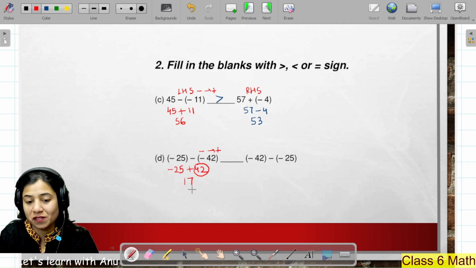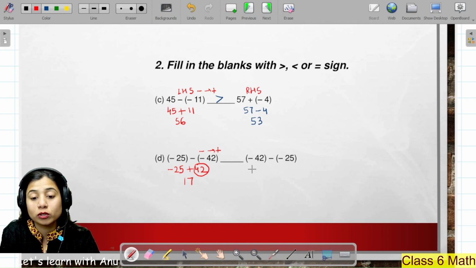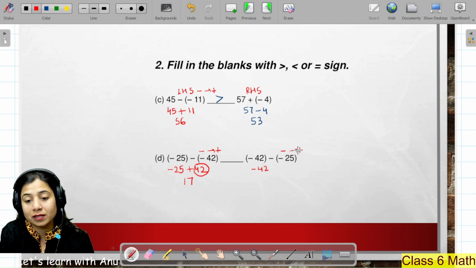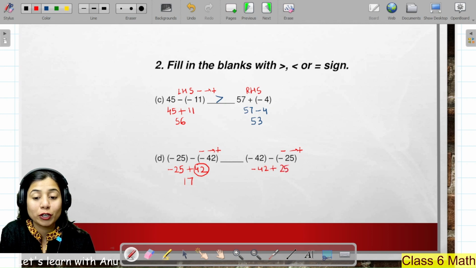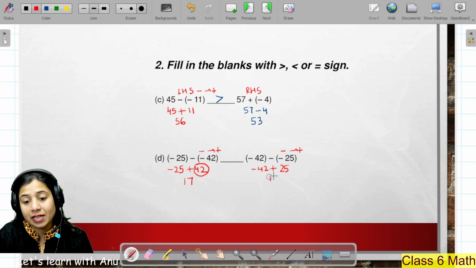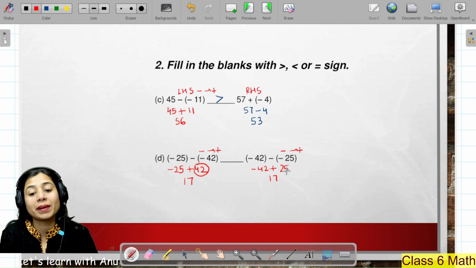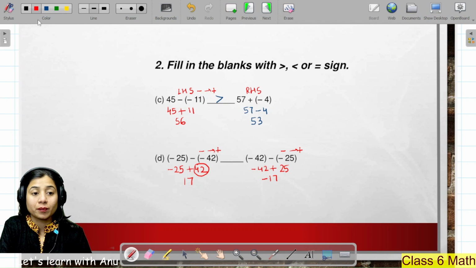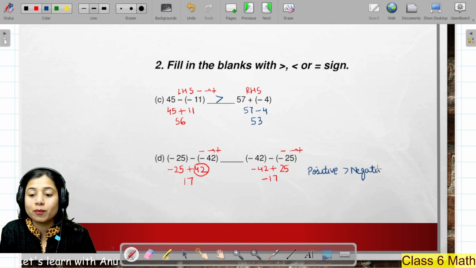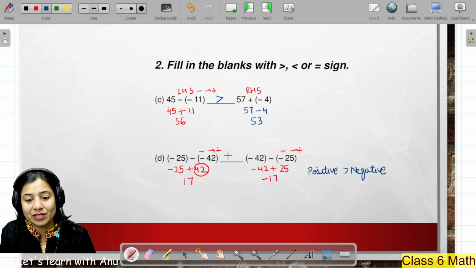So it's positive 17. And in the right hand side also, let's open the bracket, it's minus 42. Again a minus sign, so the inner sign will change from minus to plus. So it's plus 25. So 42 minus 25, again subtraction because we have opposite signs. So it's 17, but the sign will come of the bigger number. So it's minus 17. And we know that a positive number is always greater than a negative number. So it's very easy that positive 17 is greater than negative 17.